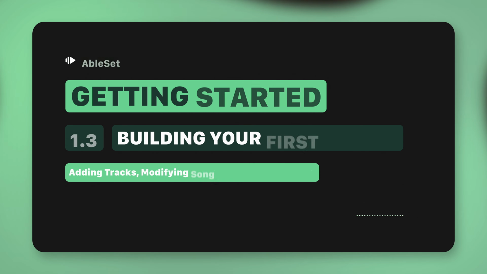We've got AbleSet up and running, now let's get to work and start building a set list. So here's how it works. AbleSet looks at your Ableton Live session and reads the locators in arrangement view. Every locator will automatically appear as its own song in AbleSet.